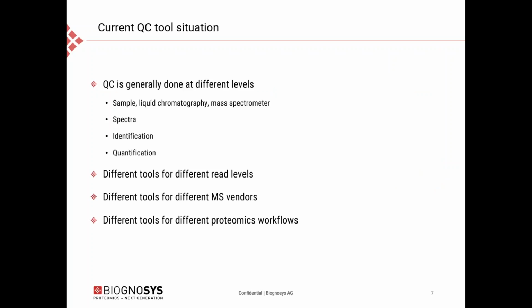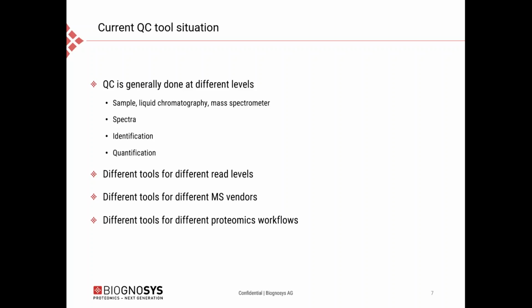As I mentioned before, when we look at the current QC tool situation, we see that quality control is generally done at different levels, such as sample preparation, then at the liquid chromatography part, and also the mass spectrometer part. Further, QC can be done on the spectra or on the bioinformatics pipeline using the identifications or quantifications readouts from the different methods.